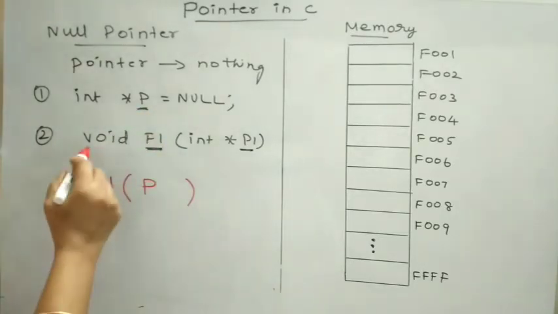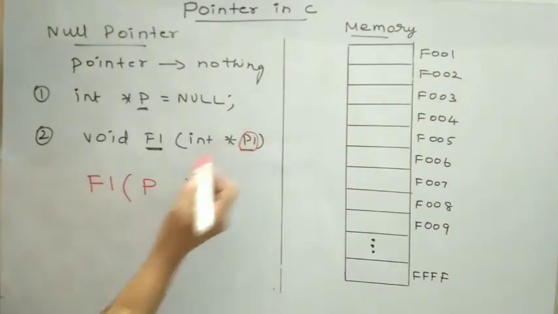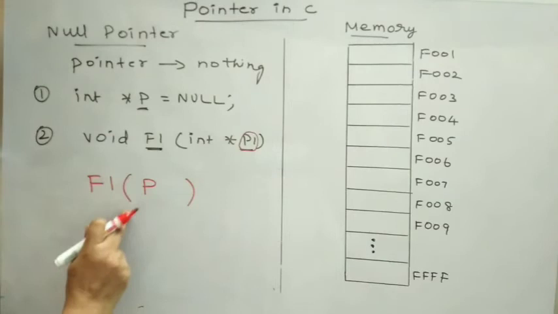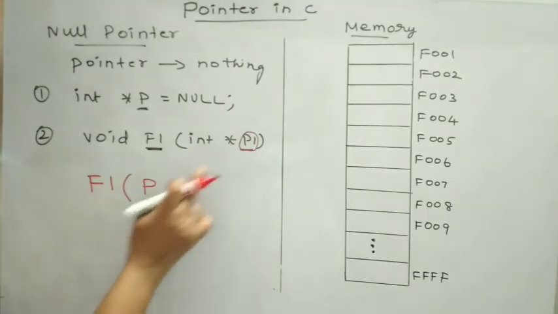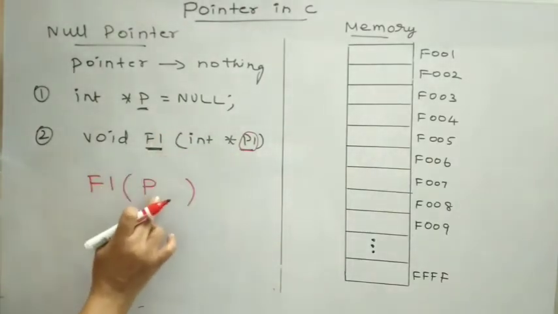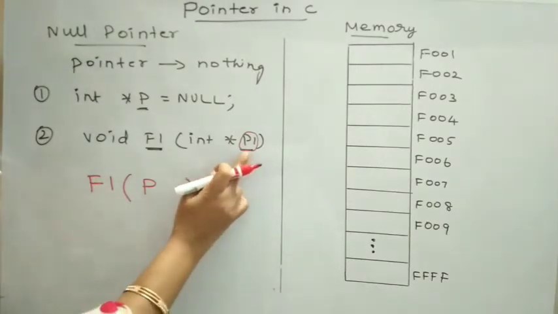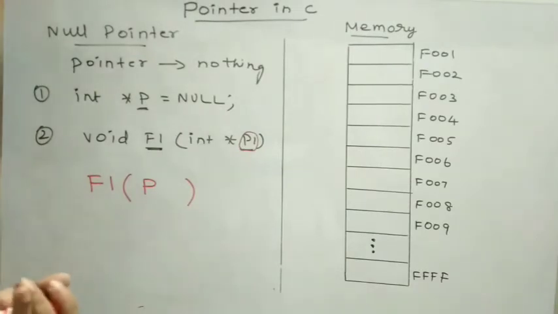So in a function definition, if I have a pointer variable as an argument, during the function call we need to pass a value to this pointer variable. In case we don't have a valid memory address to be passed, I will be passing the null pointer, which means it assigns nothing or null to this pointer variable p1.